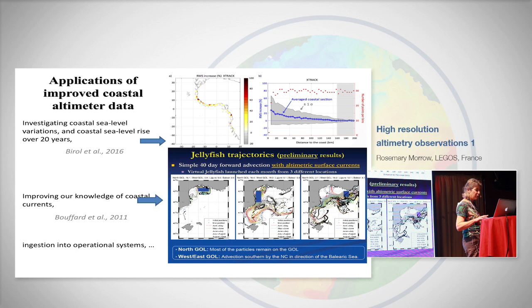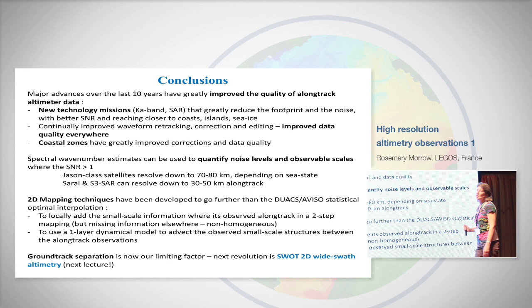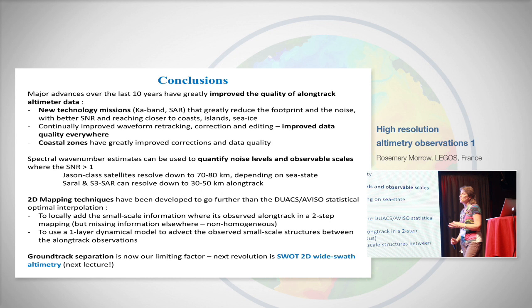So in conclusion from this section, I'd like to reinforce that in the last 10 years we've made a lot of concentrated effort to improve the quality of the along-track data so that we can eventually detect smaller scale structures. The fact that we have new technology missions such as SAR-L and the SAR mode means that we have much reduced noise and therefore we can detect smaller and smaller scale features. And this has also been a great effort to try and improve altimetry data in the coastal zone.